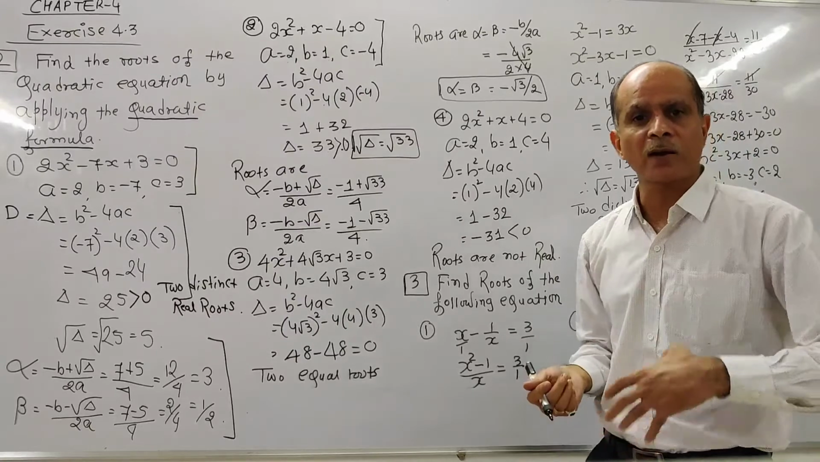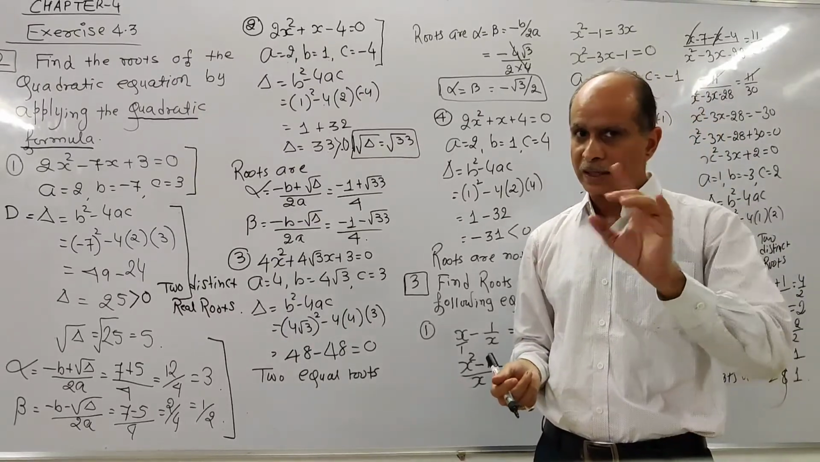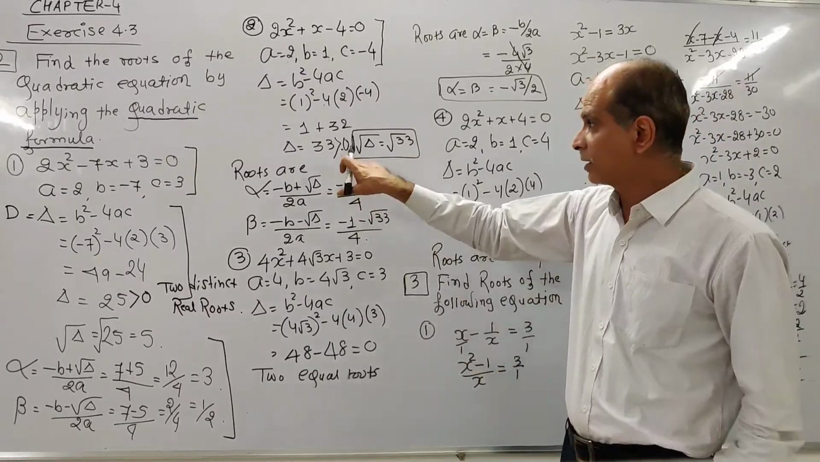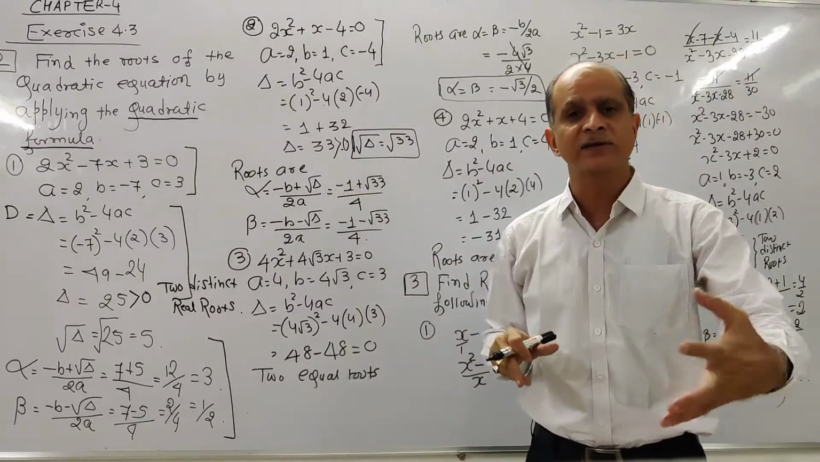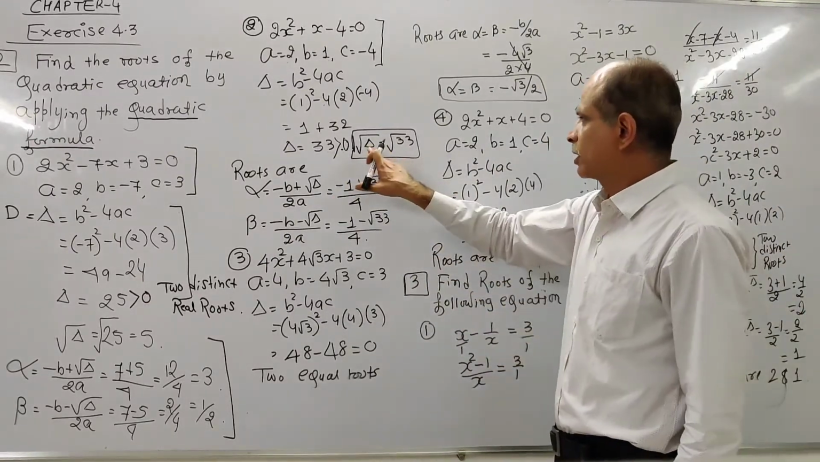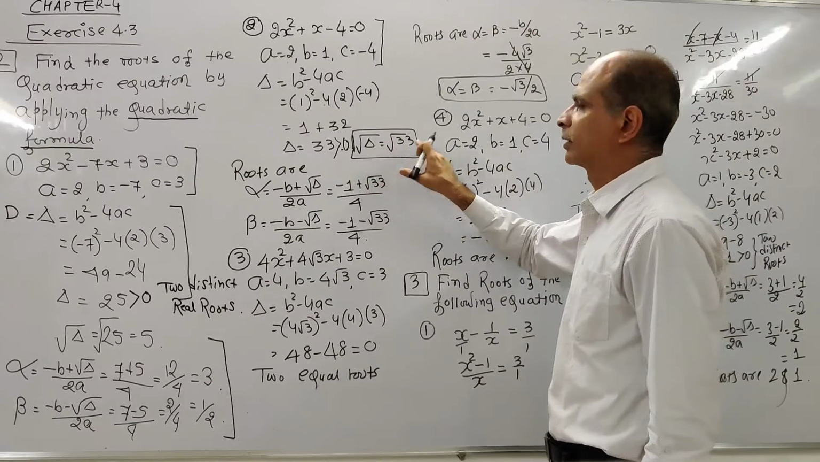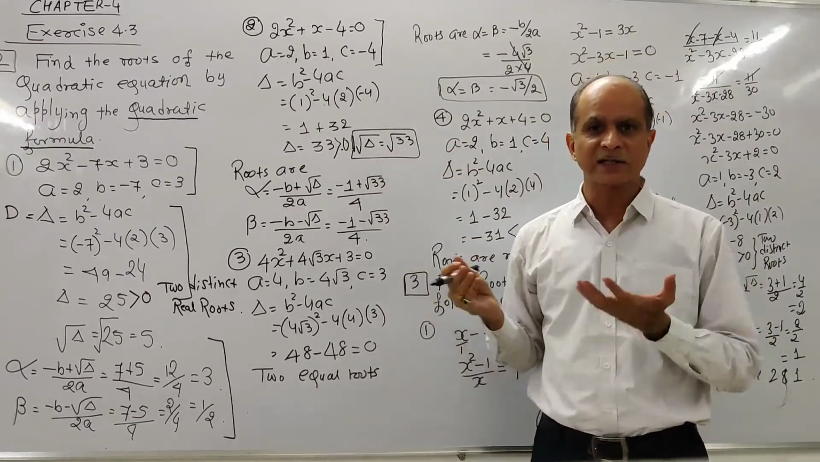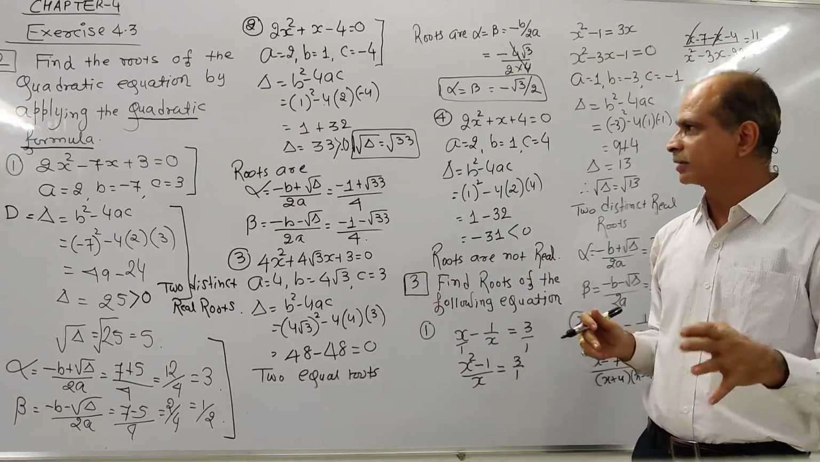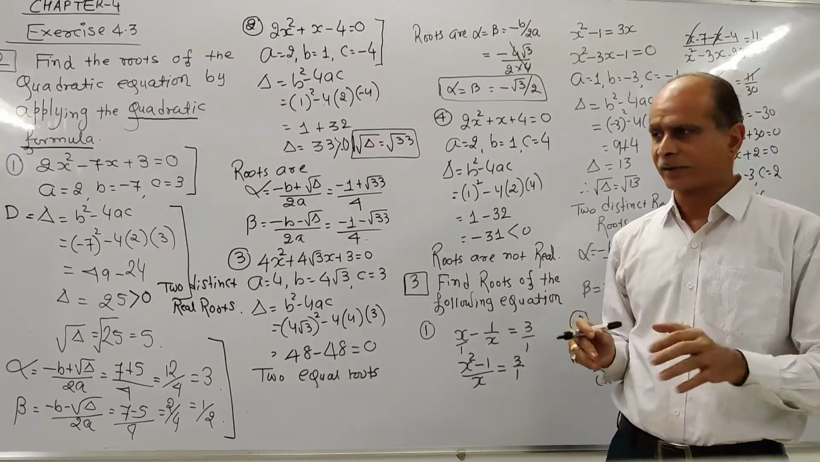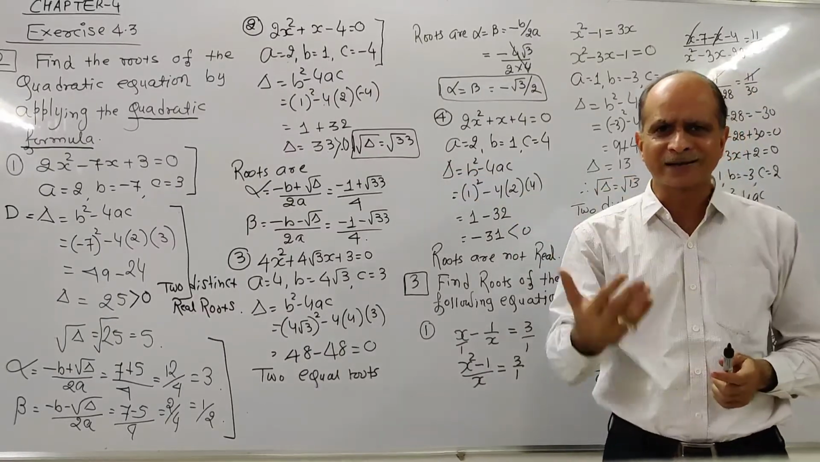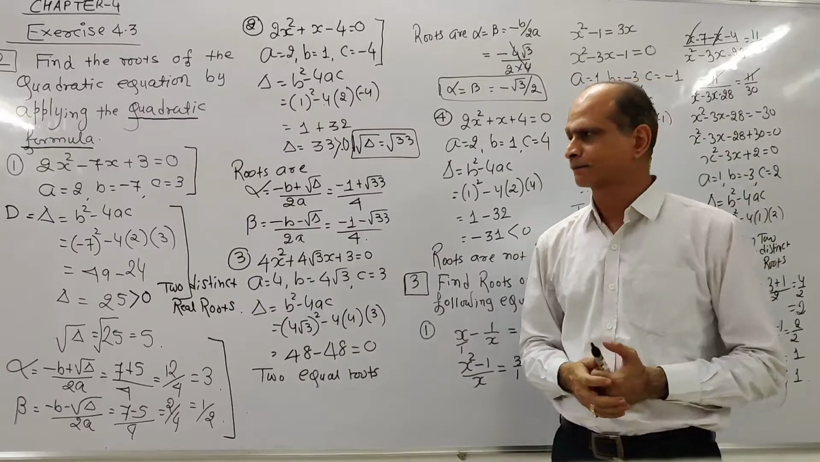So real roots are possible. The value of delta is not 0. Greater than 0. And that's why two distinct roots are there. So under root delta is equal to under root 33. 33 is a prime number. Under root 33 means under root 33. You can't divide under root 33 into two different parts.